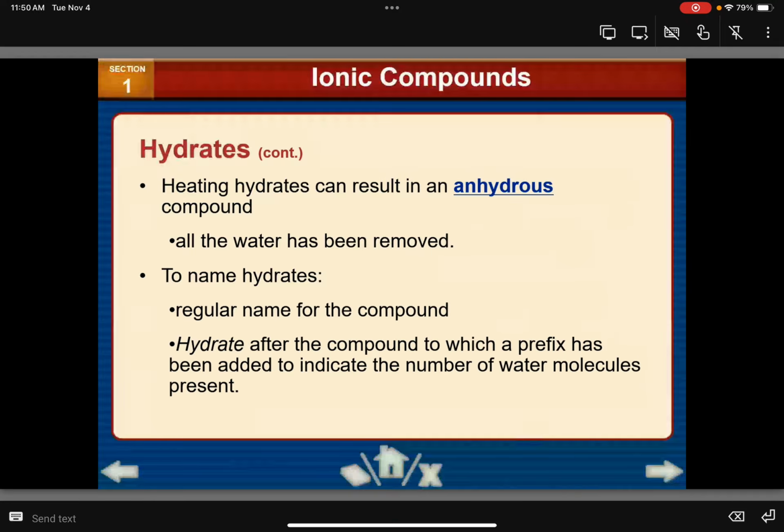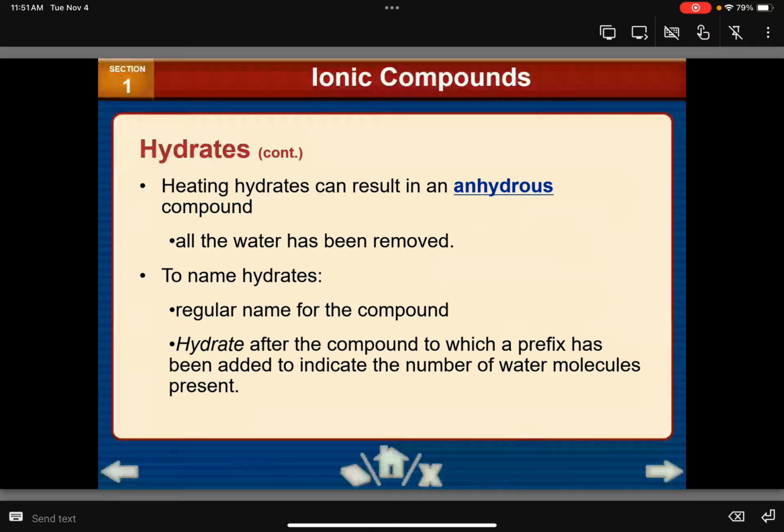So when we name hydrates, what you would do is you would put the regular name for the compound. So an example they give is sodium carbonate, which is Na2CO3. So sodium carbonate can be a hydrate when it absorbs water from the atmosphere. Then it would become a hydrate, so we'd call it sodium carbonate hydrate. And we would write it like this. And sometimes there is a coefficient number here.